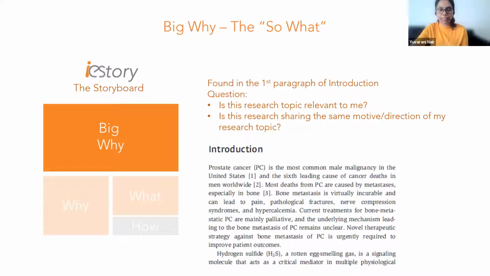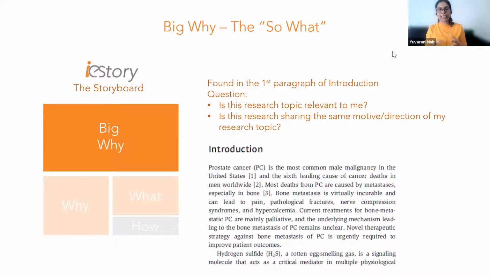So for example over here, this example starts off with "prostate cancer is the most common male malignancy in the United States." So it sets the idea, telling the reader, okay, this paper is about prostate cancer.